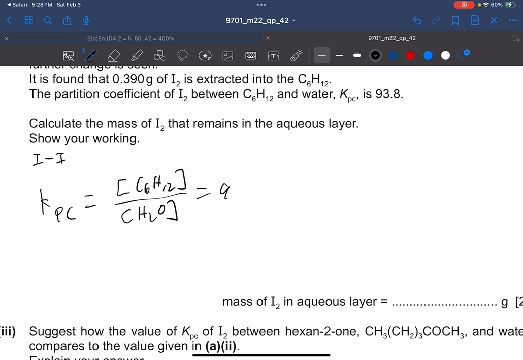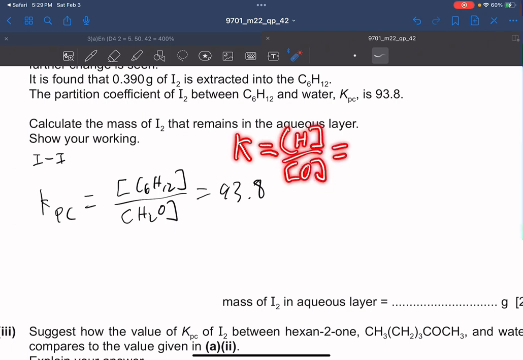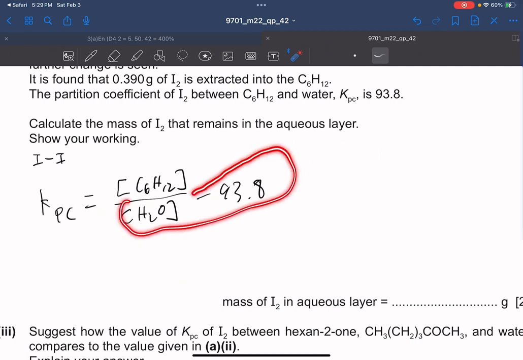H2O 93.8. So what we're suggesting by this is that this 93.8 shows that this fraction is more than 1. So again, if you remember, if we have something like this, let's say H over, I don't know, oxygen. If this coefficient is more than 1, that means that the thing on top is in more abundance than the thing at the bottom. So here, if we do it mathematically, we could say that the concentration of iodine in C6H12 is 93.8 times that in water.